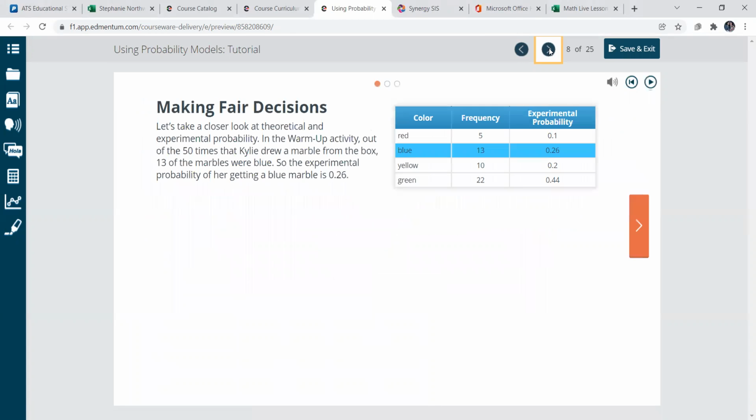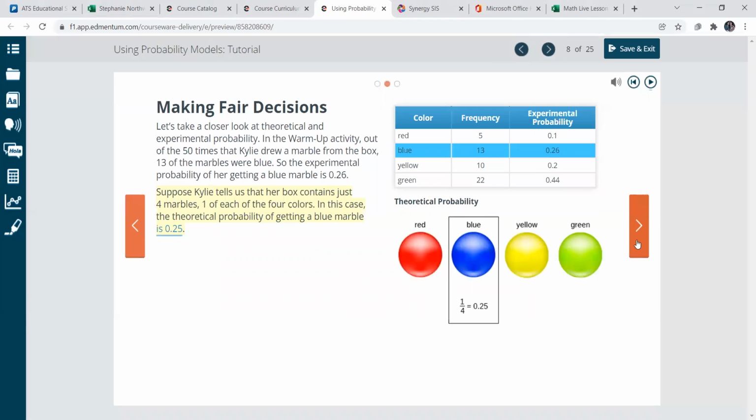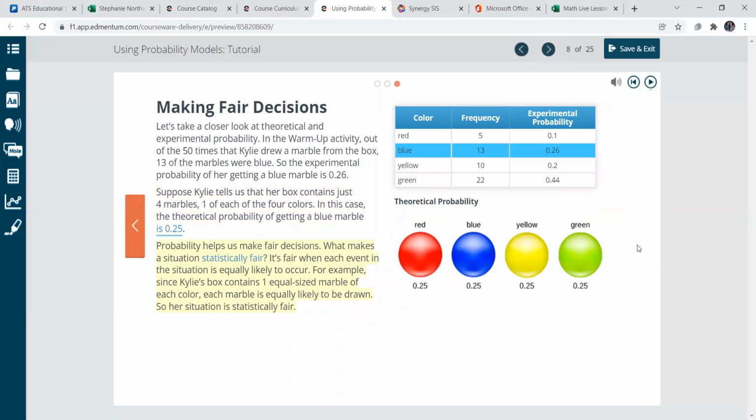Okay, making fair decisions. All right, so fair decisions, you have colors here. It's just showing you different examples. Here, marbles. So this is picking, you have 4 different color marbles. You have a 1 in 4 chance. So 1/4, 1/4, 1/4, 1/4, like that. So let's see, they're all a 0.25 chance. Is it fair? Yeah, because they all have an equal chance of getting a different color marble.